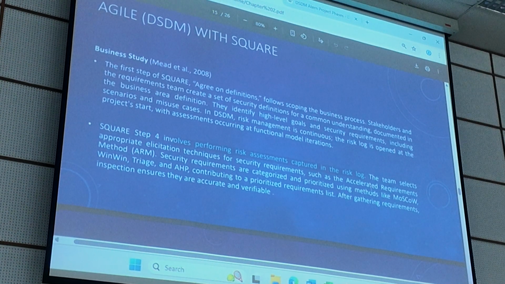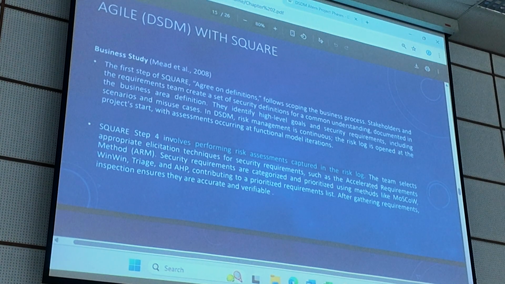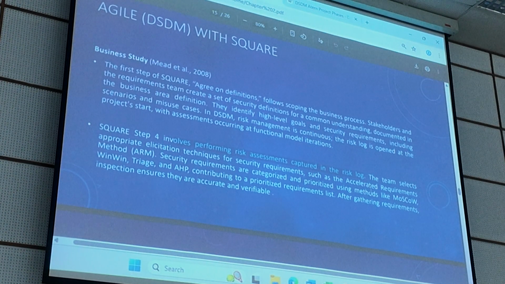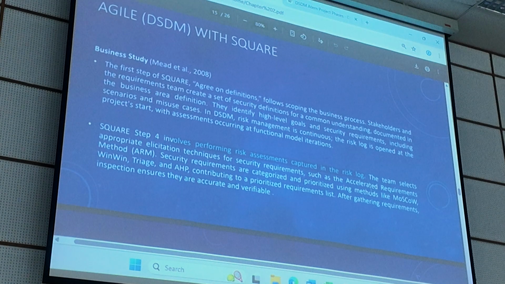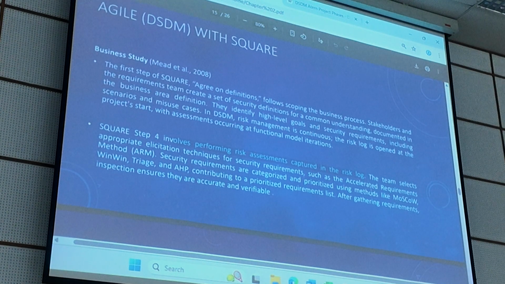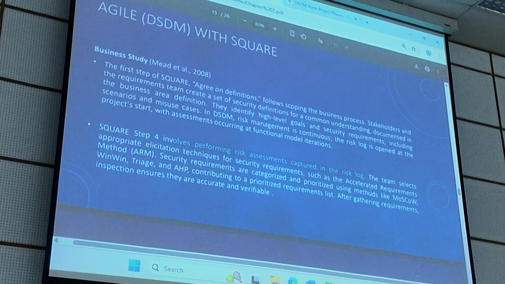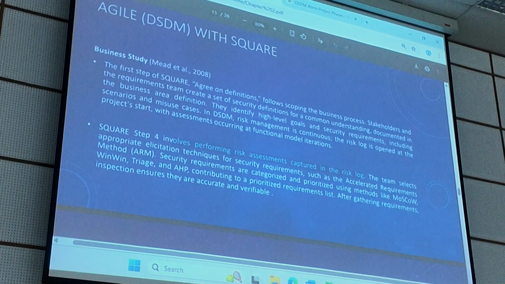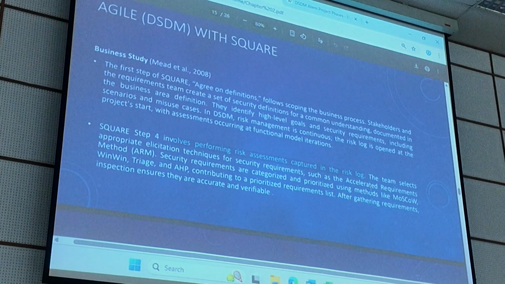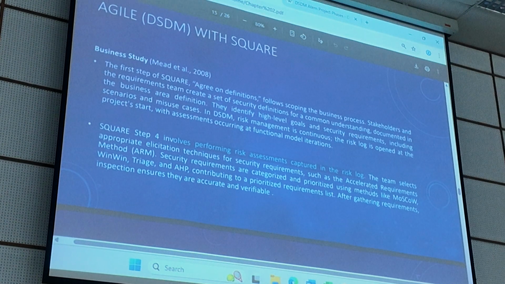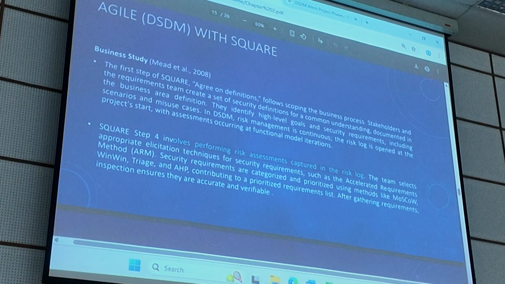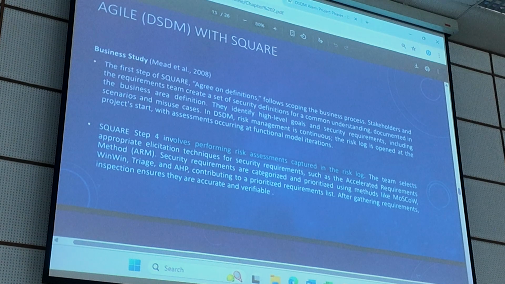What is the MoSCoW technique? You have learned this one, right? What is the MoSCoW technique? It is for us to prioritize or categorize the requirements. MoSCoW: must have, should have, could have, would have. Am I right? Or maybe you can use win-win.